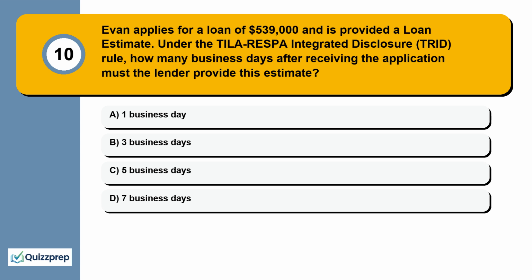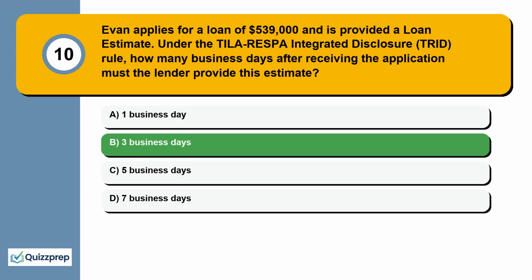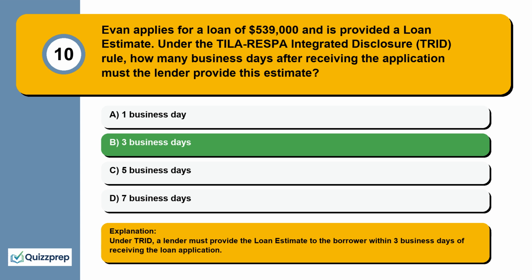Question 10. Evan applies for a loan of $539,000 and is provided a loan estimate. Under the TILA-RESPA Integrated Disclosure (TRID) rule, how many business days after receiving the application must the lender provide this estimate? 1 business day, 3 business days, 5 business days, 7 business days. Under TRID, a lender must provide the loan estimate to the borrower within 3 business days of receiving the loan application.